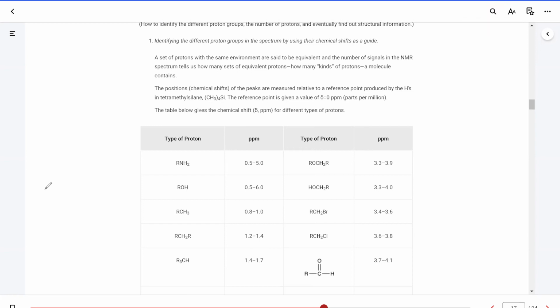The scale for NMR is 0 to 10, and then out of scale from 10 to 12. This is basically proton NMR that we are talking about. For proton NMR, hydrogens would show a signal in the spectrum. If the hydrogen is coming from a carboxylic acid, it would show a signal out of scale between 10 and 12. So it is very easy to identify whether your compound is a carboxylic acid or not.